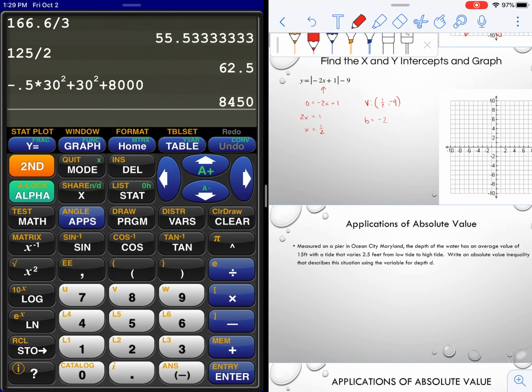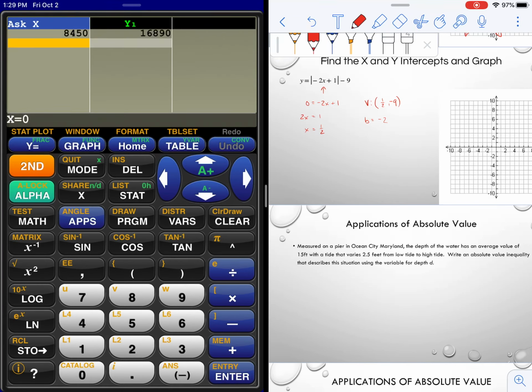So let me go back, because what I really want to do is generate the table. I'm not really sure why my XY table looks like that here.